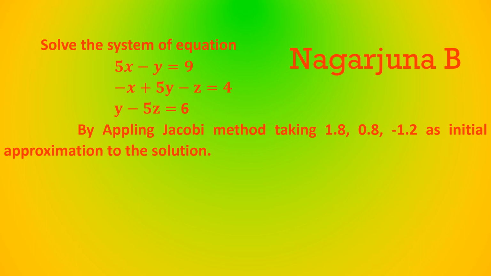Then in the second equation you need to check with the y coefficient. The y coefficient is 5 whereas the x coefficient is minus 1. Take the modulus. The modulus of minus 1 is 1. So 5 is greater than 1. Then the y coefficient of the second equation is 5 and the z coefficient is minus 1. So the modulus of 5 is greater than the modulus of minus 1 because 5 is greater than 1. So now it is also diagonally dominant.